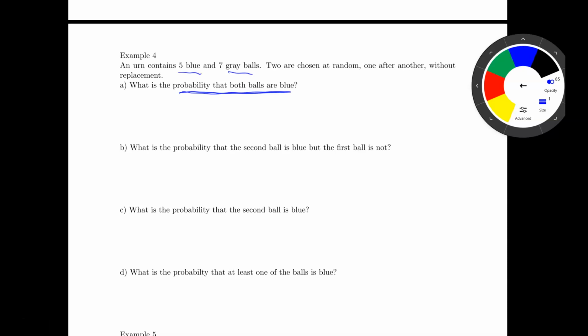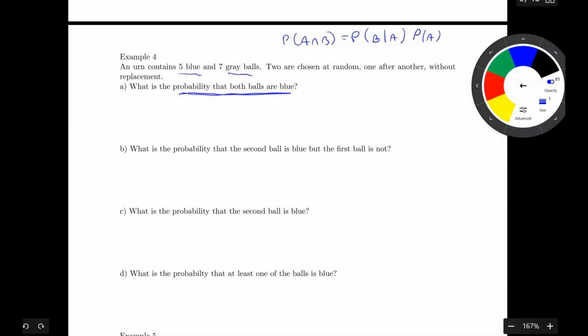Okay, so let's go back to what we had before. I knew that if I wanted the probability of A and B, that's the same thing as saying the probability of B, given that A was happening, times the probability of A, right? I initially stated it with this in the denominator, right? Okay, so I want both are blue.